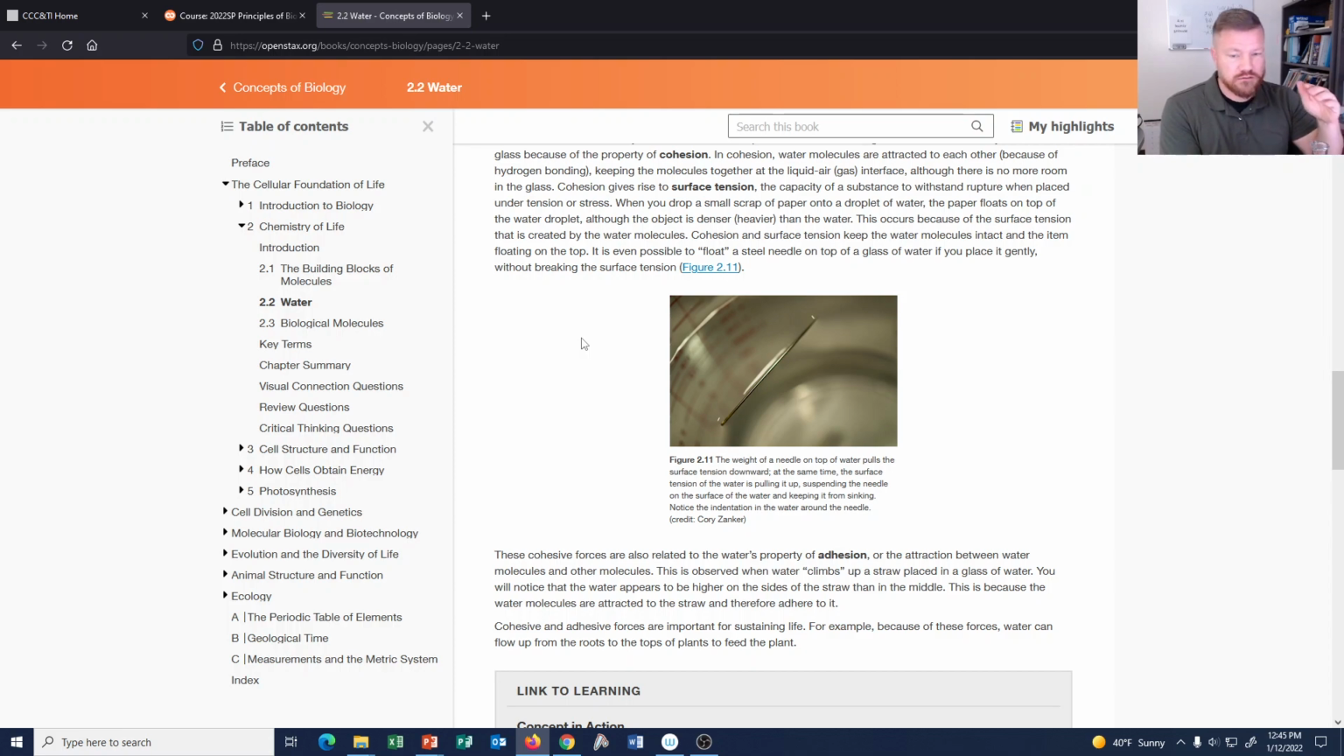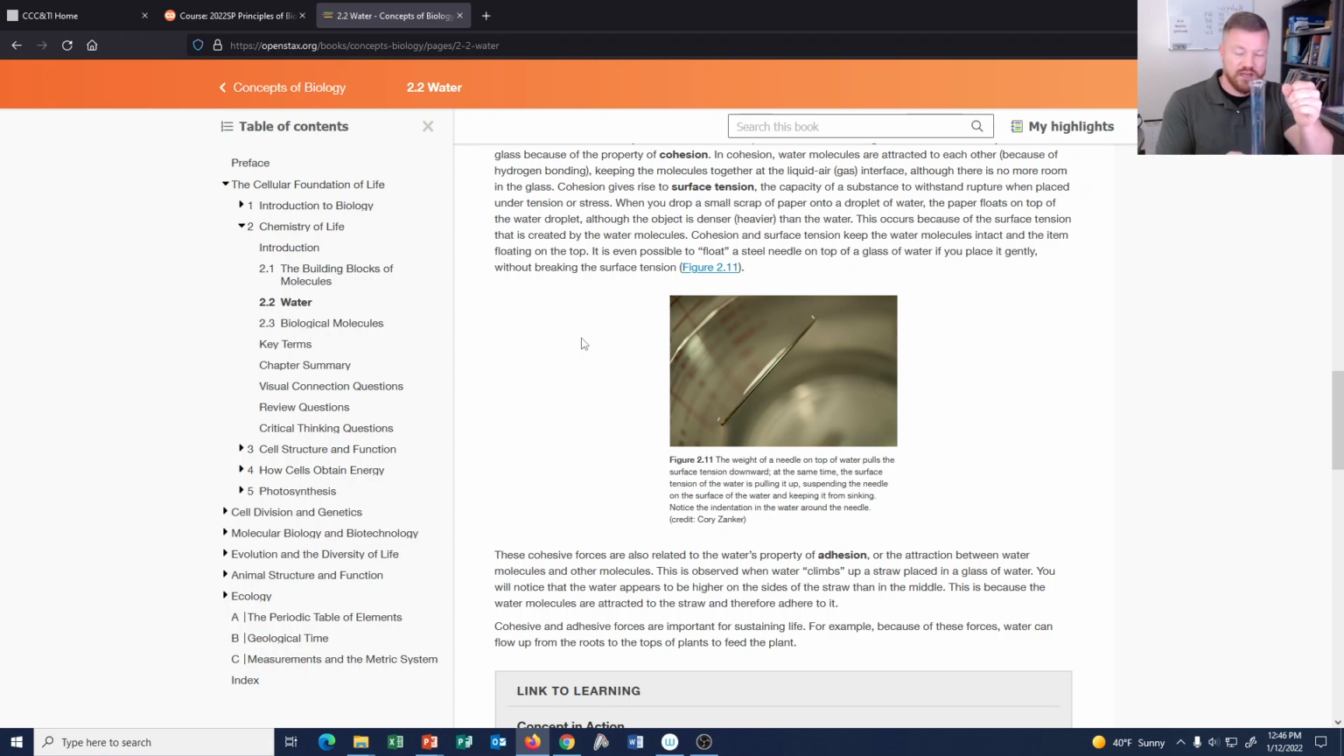For something to be adhesive, it sticks to something else. If it's cohesive, it sticks to itself. Water is both adhesive and cohesive. So because of the adhesive properties of water, it wants to stick to the sides, and because of the cohesive properties, it wants to stick to itself. And so water is actually trying to climb the glass.